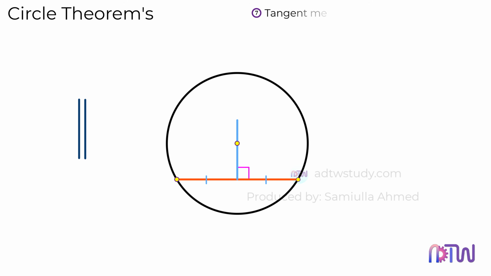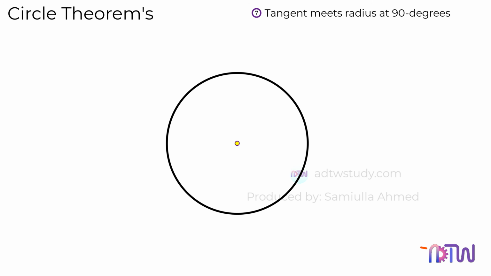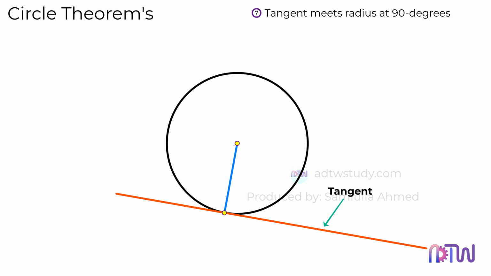Next, tangent meets radius at 90 degrees. Let's talk about tangents and radii. Imagine you have drawn a straight line that just touches the circle at one single point. This line is called a tangent. Now, let's draw another line from the center of the circle to the point where the tangent touches the circle. This line from the center is called the radius.